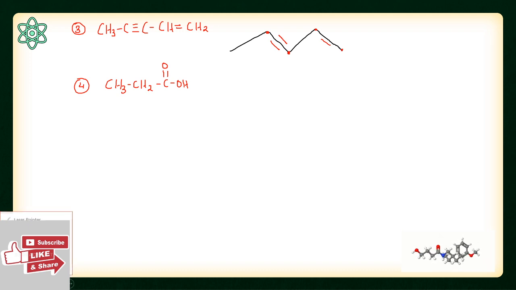Now to represent it, it's very simple. There are 3 carbon atoms, right? And in the last carbon atom, you have a double bond O and you also have an OH.